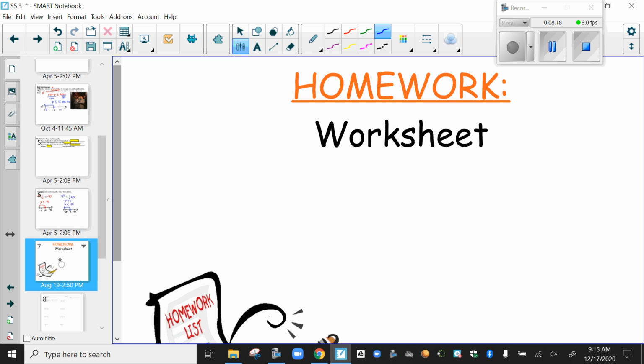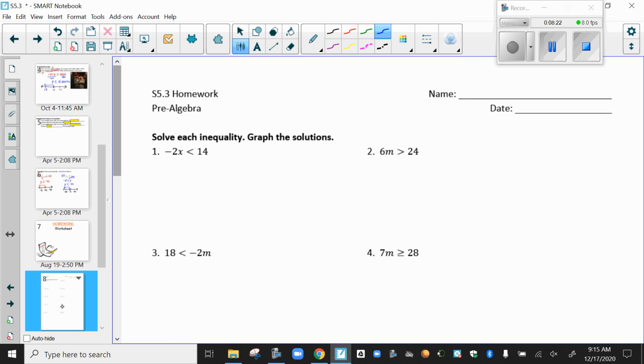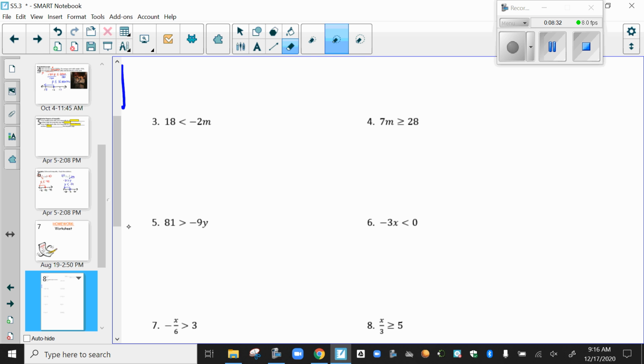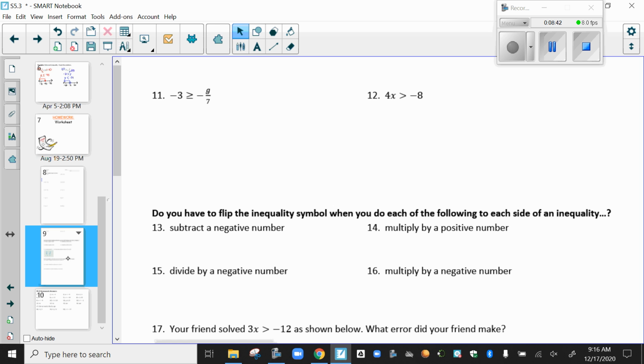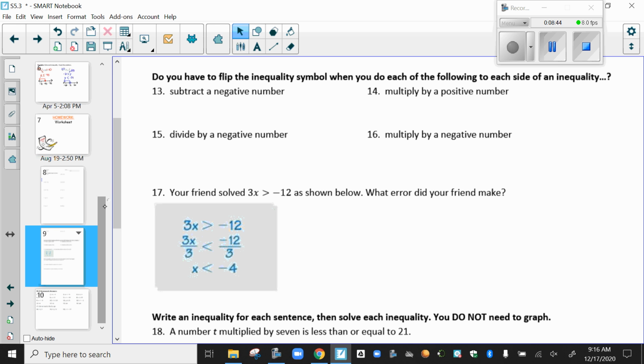All right. Homework. Here's your worksheet. Look, it's exactly what we just did. Remember, if you multiply or divide by a negative, you have to flip your sign. All right? So we're going to have 1, 2, 3, 4, 5, 6, 7, 8, 9, 10 on the front. Show me your work. Get your answer, circle your answer. Back page. 2 more of those. Then we're going to have math problems.